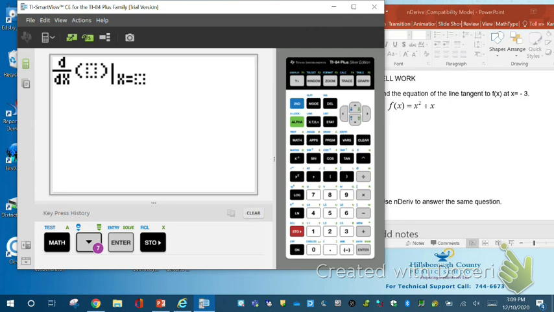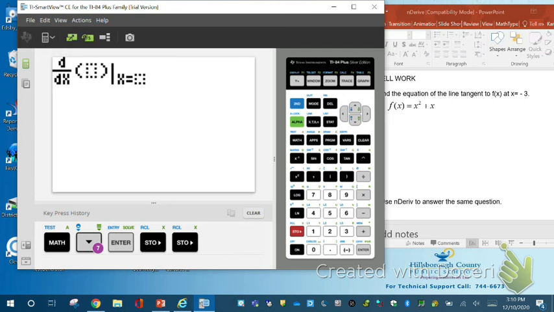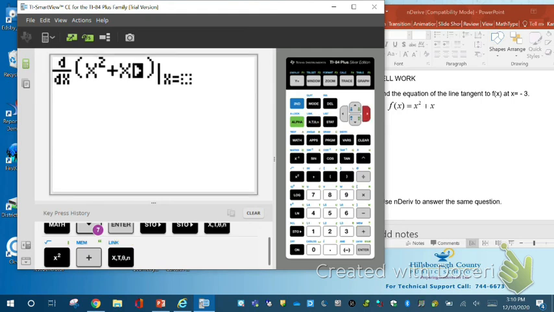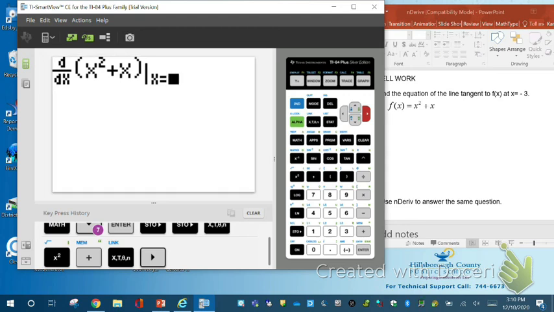What goes inside here is the function we're doing the derivative of, which was x squared plus x. So we have x squared plus x. That's the function we're doing the derivative of. Now this spot is where I tell it what value I'm plugging into the derivative. Where do I want the derivative evaluated? We're evaluating it at negative 3.